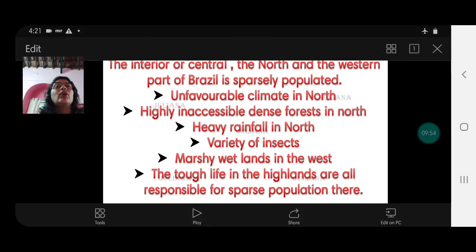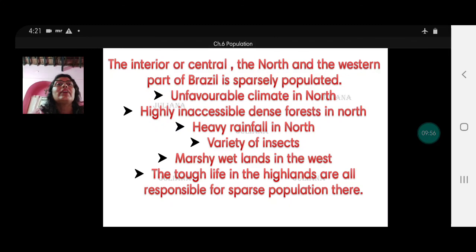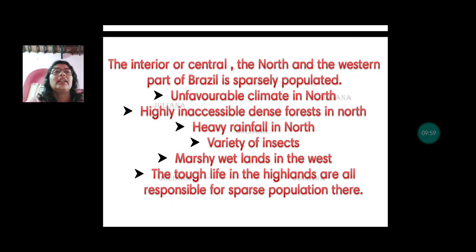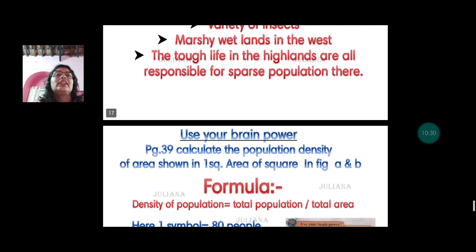The interior, this could be another given reason. The interior or central, the northern and the western part of Brazil is sparsely populated. More or less the same points are repeated for India as well as Brazil. The reason is unfavorable climate in the north, highly inaccessible dense forest in the north, then heavy rainfall in the north, variety of insects that are found in those Amazon forests, the marshy wetlands in the west, the Pantanal wetlands, and the tough life in the highlands. All these are responsible for sparse population. You can also add one more, lack of infrastructure facilities there.